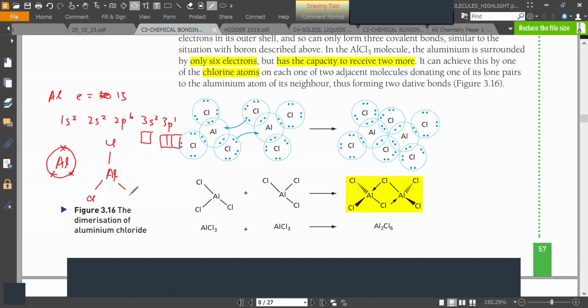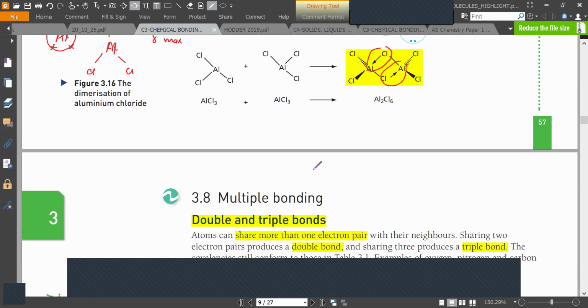In AlCl3, now it has 6 electrons around it, but 8 is the max capacity, so it can receive another 2 electrons. For example, this chlorine has 3 lone pairs, so one of the lone pairs can bond with aluminum as a dative bond like this.